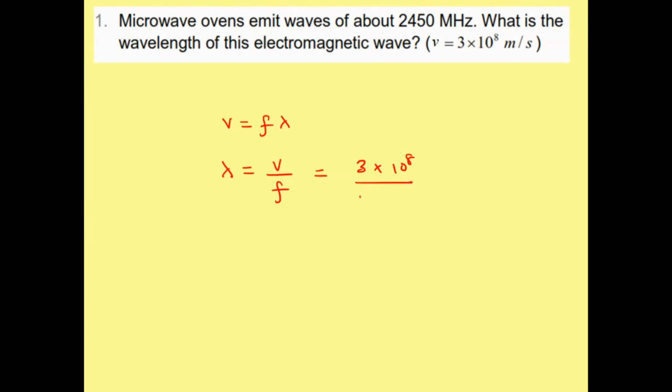Here they mentioned 2450 megahertz. That means in terms of 10 power 6. Clear? So mega stands for 10 power 6. Now I have to calculate this. 3 multiply 10 power 8 over 2450 multiply 10 power 6. The answer for the wavelength here is lambda equal to 0.1224 and the unit is meter. So this is the answer for the first question.